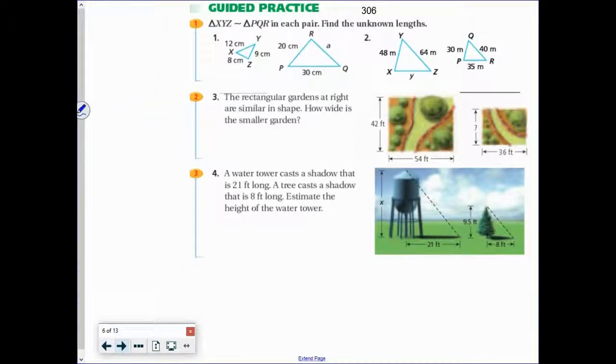That gets you up to the guided practice on page 306. I would like for you to attempt this work. Be very careful with these two triangles. They are not facing the same direction. Remember, you want to compare small side to small side, medium-sized side to medium-sized side, and large side to large side. We will come together at the end of the class and go over these problems.